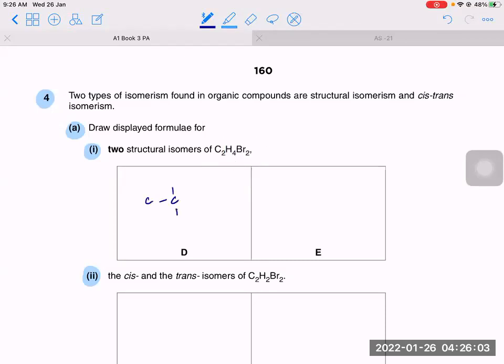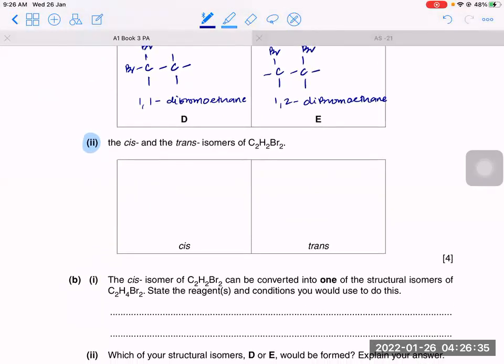So you make C2H4Br2. You need to draw structural isomers. Can I draw this? What is this called? 1,1-dibromoethane. So this is 1,1-dibromoethane. How will we draw another structural isomer? 1,2-dibromoethane. Very good. So you put one here. This becomes 1,2-dibromoethane. Clear?